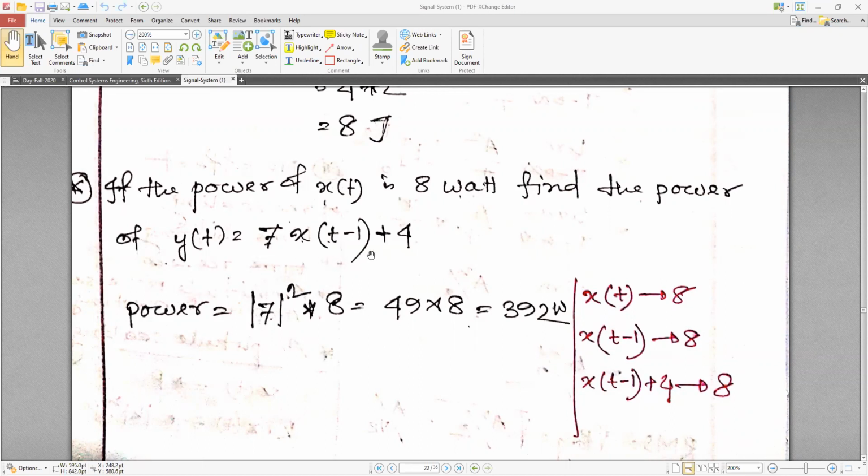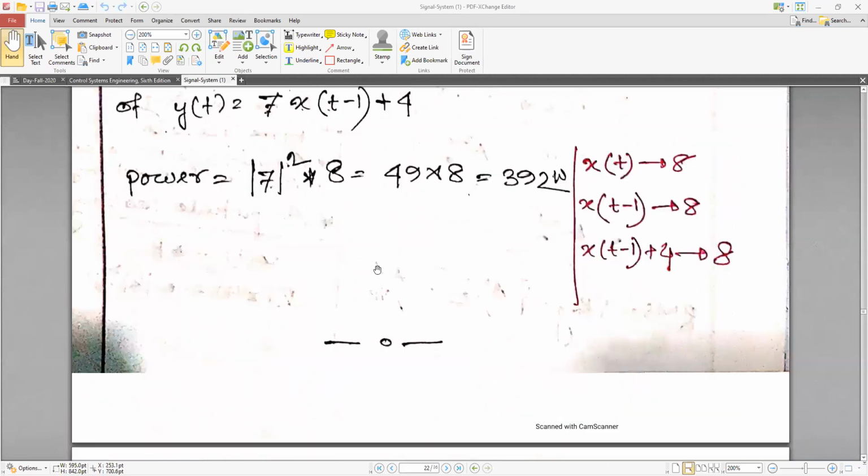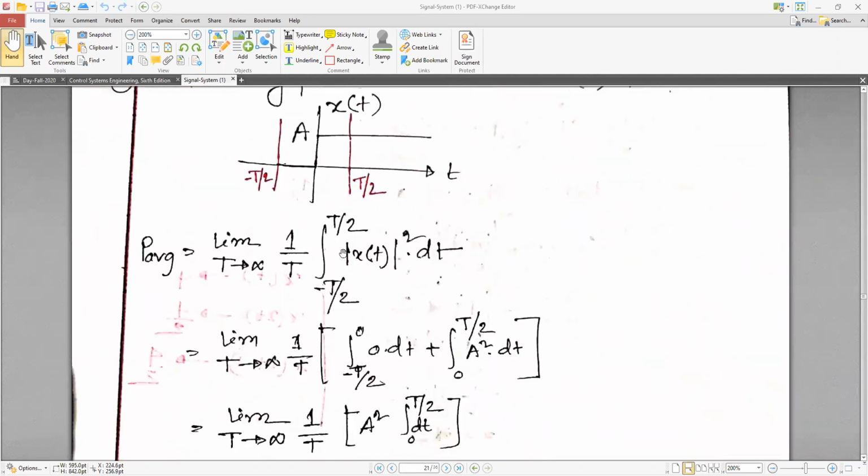See, that is your equation. The y(t) power is equal to 7 square, definitely it would be square, t minus 1, plus 4, 4. So 8 watt. So 4 into 8. x(t) is equal to 8, so x(t minus 1) is also 8, x(t minus 1 plus 4) would also be 8. Like this. These problems are not very important, but we have to check this kind of problems.